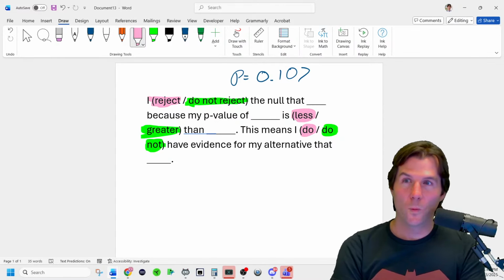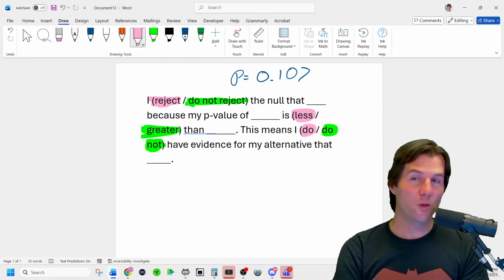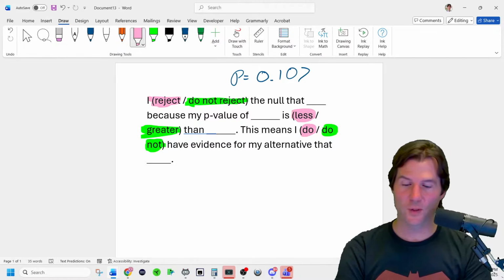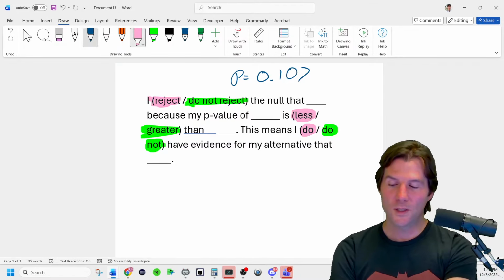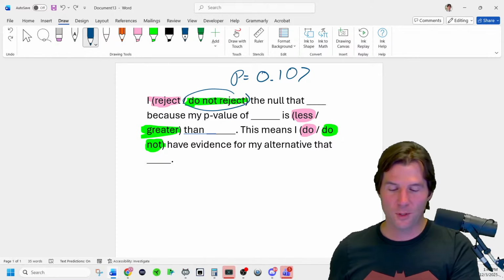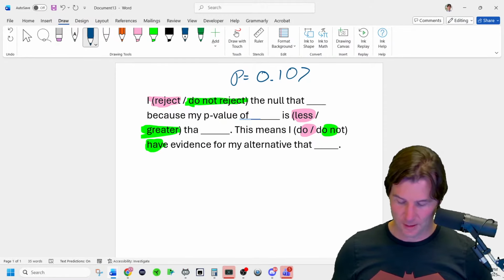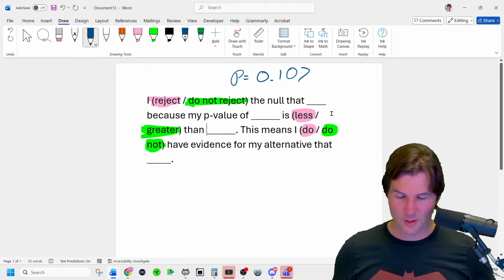When you reject the null, you have evidence for the alternative. That's why you're rejecting the null, because you're saying, I believe something else. If you don't reject the null, it's because you don't have evidence for the alternative. And I like to say don't reject. What is another way that people say they don't reject? You probably should know this.